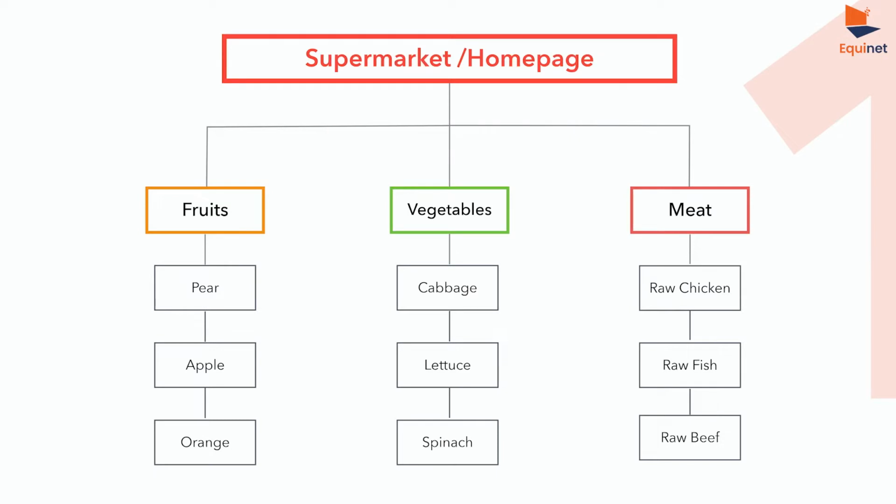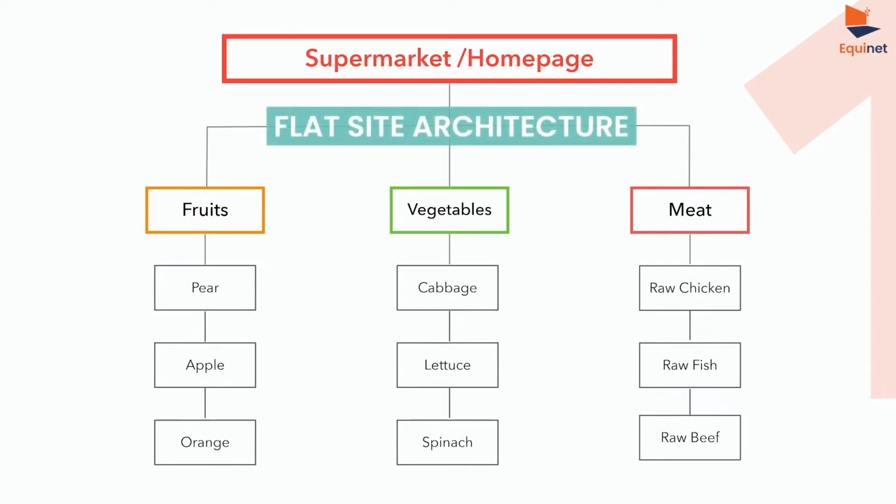To organize your website so it ranks for very specific keywords, you need to group them into similar themes and ensure they're 3 clicks or less from the homepage. This is also known as having a flat site architecture.